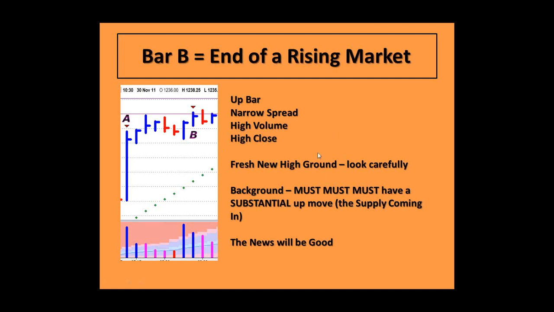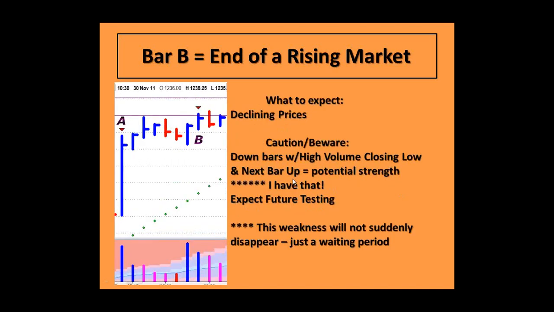All of these things are true. This is what I have right now to confirm. End of a rising market. What it says in the box is that you expect to see declining prices. Okay, duh. When does it end? It says right in the box, you have to be aware of down bars. Look, here's a down bar with high volume, closing on the low, and the next bar's up. Yikes, I do have that, because that shows potential strength. Right then and there, it's basically said the end of the rising market is not done rising. What it says is expect future testing.